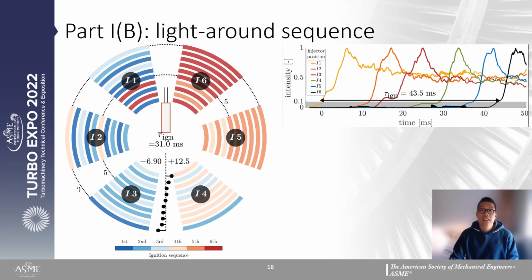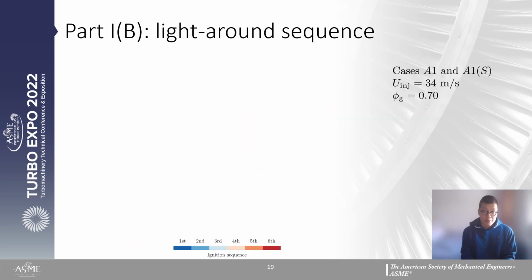And this gives us the ignition map, which provides us with a qualitative overview of the ignition sequence across all runs, along with the associated light-around time of each run. And with this, we proceed to make a comparison between the different cases.